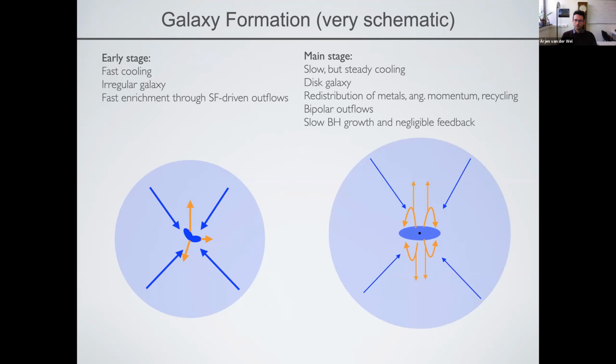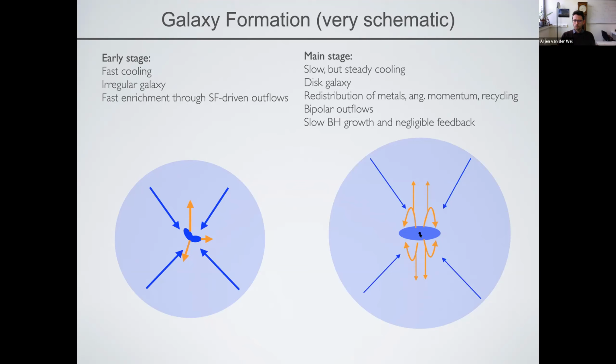At some point, this transitions to a phase where the halo got bigger. There's still significant cooling going on, but the galaxy itself has settled into a disk that doesn't change angular momentum direction all the time. It's a regularly rotating disk. Much of the outflows now cycle back onto the galaxy, so angular momentum is redistributed. The chemical elements are redistributed. There are outflows driven by the star formation that are now mostly bipolar, so perpendicular to the disk. And this is what I think of as the main stage of galaxy formation.